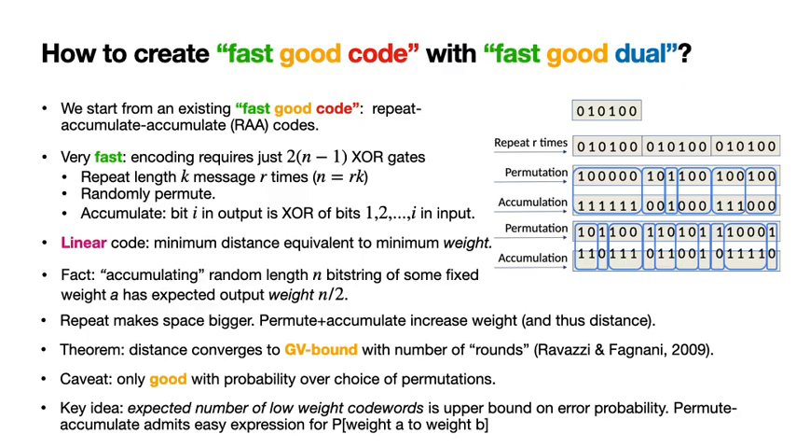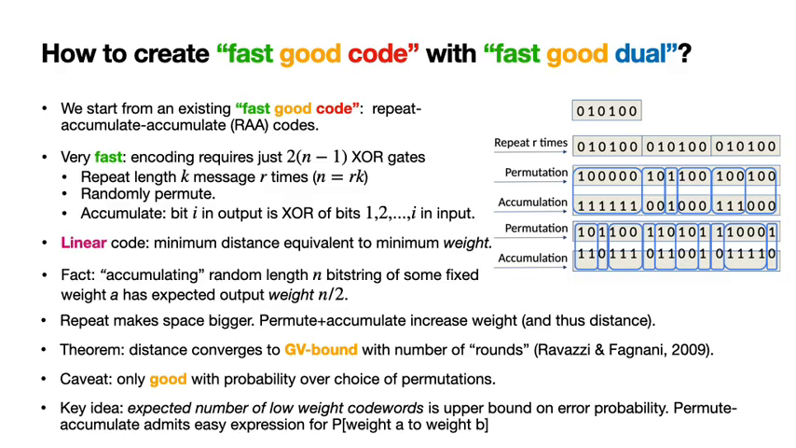The reason this is easy to analyze is because the permute plus accumulate operation admits a very easy expression for the probability that it maps some weight A to some output weight B, which allows you to express this expectation very easily. So this is the RAA code, which is fast and good. Unfortunately, it's easy to show that its dual is definitely not good. It has very bad constant distance.